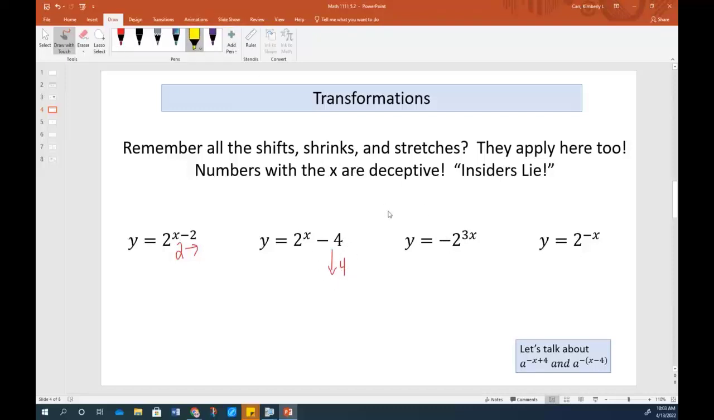Now, this one has 2 transformations happening. I would point out that this negative is not being raised to the power. So that base is still 2. It's just that we've got a negative multiplied to everything. If the negative were raised to the power, they would have to have parentheses around it. So we have 2 transformations we're looking at there. What the negative in front does, because that's a y thing, is it's a reflection. It's going to reflect it over the x-axis.